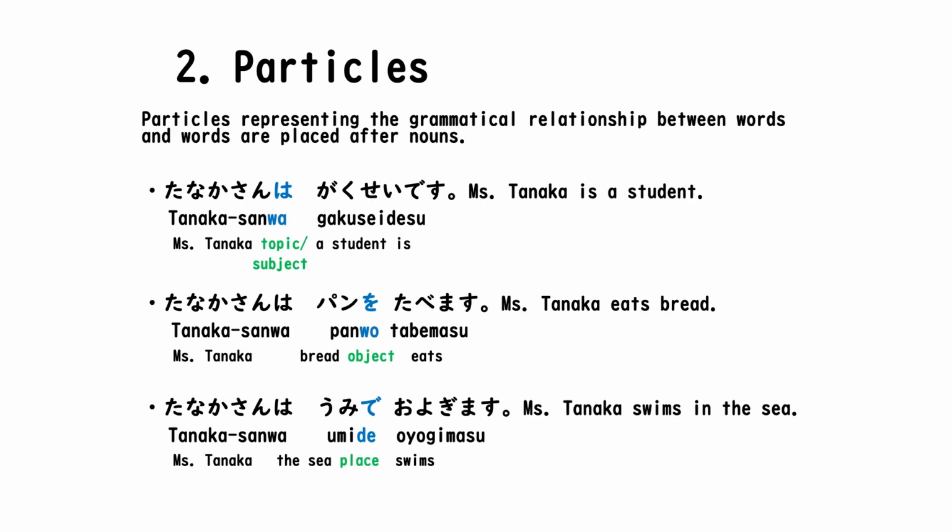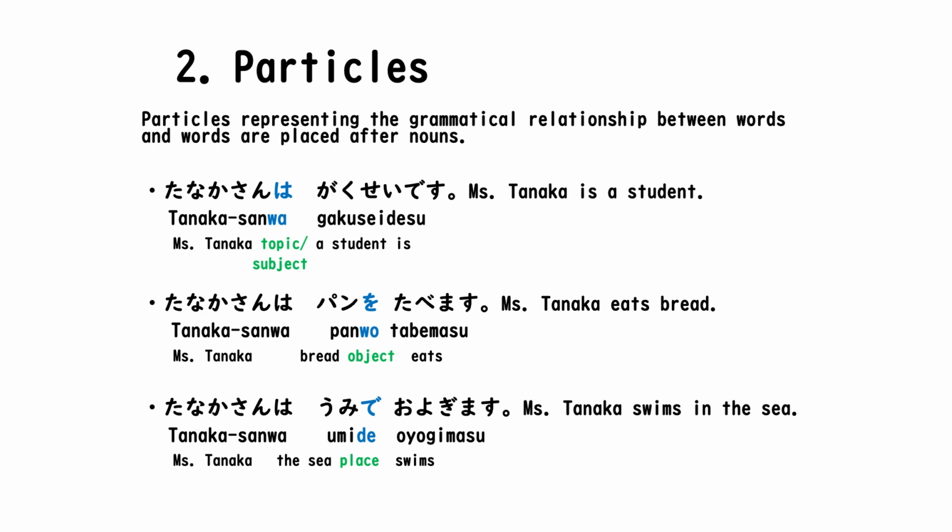You also have to be careful where these particles are placed. Particles that represent the grammatical relationship between words are placed after the noun. The first example is 田中さんは学生です。Ms. Tanaka is a student. In this sentence, は which represents the topic or subject of the sentence is placed after the noun 田中さん, Ms. Tanaka.